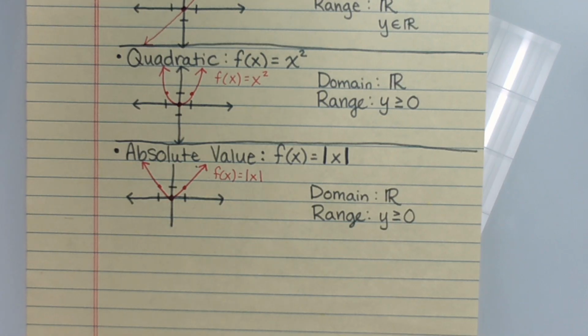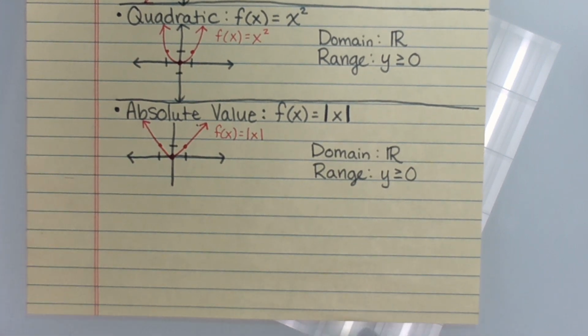Now, I'll be honest with you. We're not going to talk a huge amount about domain and range today, but that's going to be where we're going tomorrow with it. Today, we're focusing more on the transformations that happen.